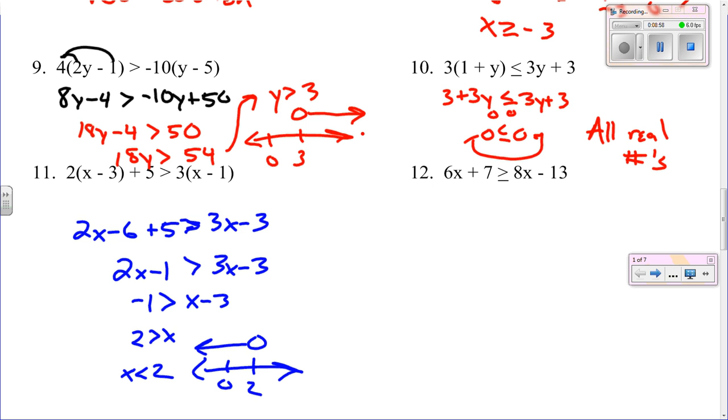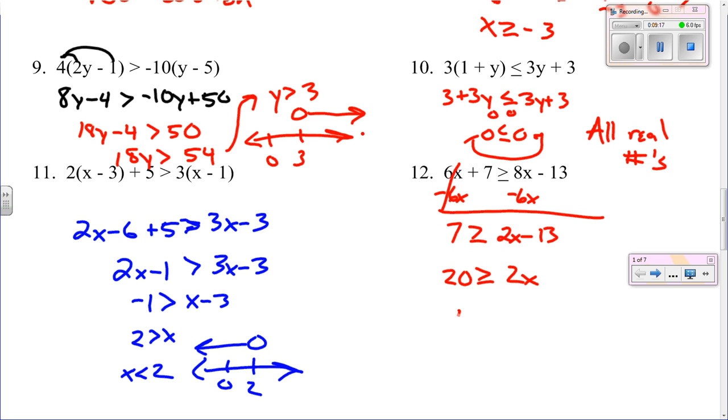Number 12, subtract the 6x over. Get 7 is greater than or equal to 2x minus 13. Add the 13 over. Get 20 is greater than or equal to 2x. Divide by 2. Get 10 is greater than or equal to x. Bring the x out in front. Keep the arrow pointing towards the x. X is less than or equal to 10. Number line, 0 and 10. It's less than or equal to. Equal sign means closed dot. And shade left.